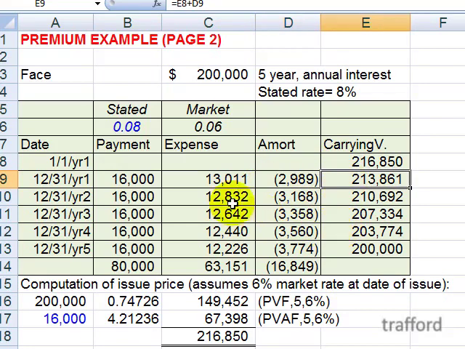To get interest expense in year 2, you multiply the $213,861 times the market rate of interest of 6%, and that gives us our interest expense for year 2 of $12,832. As before, we note that the interest expense is changing all of the time because the carrying value is changing all of the time. Notice what happens over the life of the bond. We do, as hoped, amortize the carrying value to $200,000.